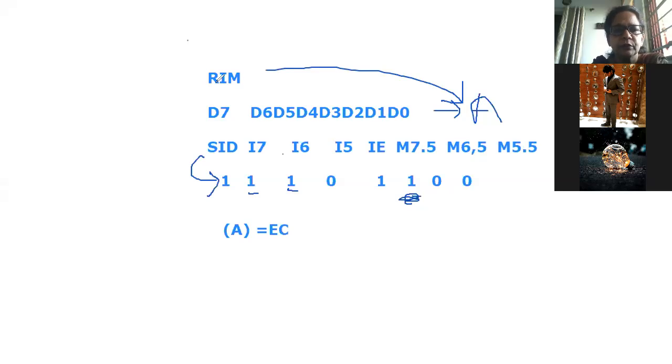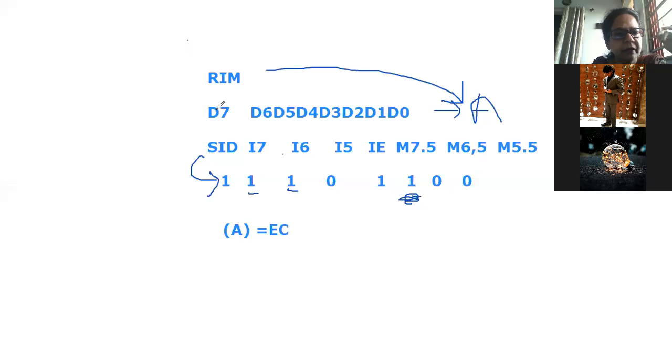So suppose I use the RIM instruction, and the accumulator contents are EC. E means what? 1110. C means what? 1100. Correct? Now the D0 bit of the accumulator is 0. D1 bit is 0. D2 bit is 1. D3 bit is 1. D4 bit is 0. D5 bit is 1. D6 bit is 1. And D7 bit is 1. This is the meaning. Correct?